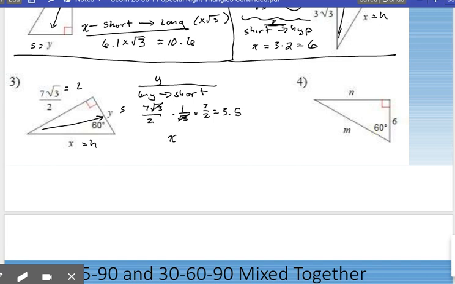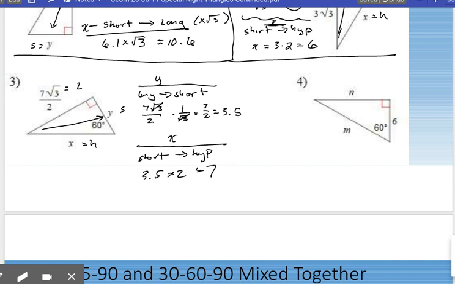Now I'm going to figure out my hypotenuse, the x in this situation. So we are going short to hypotenuse. And we're going to multiply by 2. So 3.5 times 2 is 7. So y is 3.5 and x is 7.